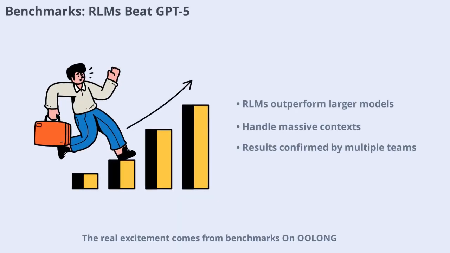The real excitement comes from benchmarks. On Oolong, a challenging long-context reasoning test, an RLM built on the smaller GPT-5-mini outperformed the full GPT-5 by more than double on the hardest tasks, with similar costs. Even as context sizes doubled, RLMs maintained their lead. On massive retrieval tasks, RLMs handled over 10 million tokens without degrading, outperforming both RAG and React-based systems. These results have been reproduced by independent teams, confirming that RLMs aren't just a fluke, they represent a genuine leap in efficiency.